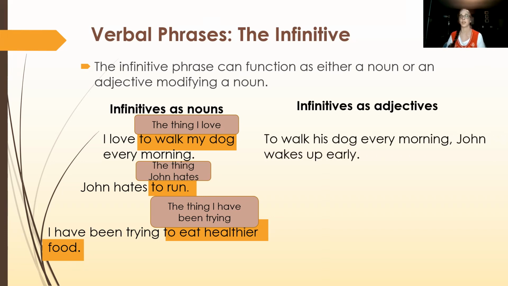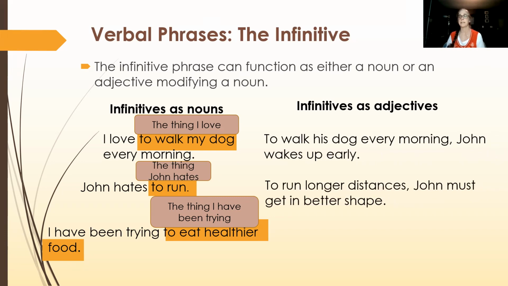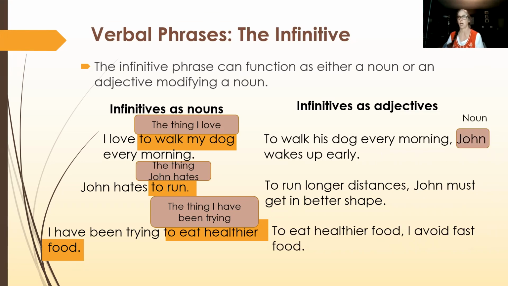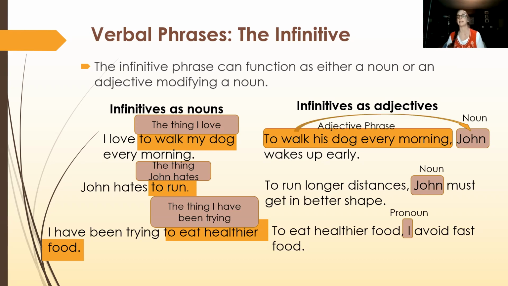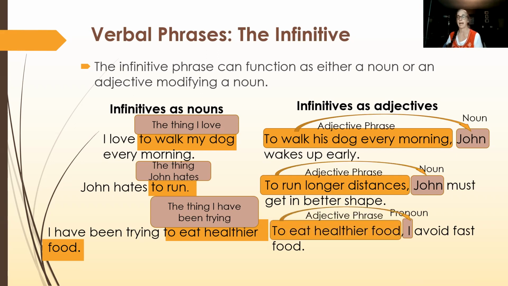To walk his dog every morning, John wakes up early. To run longer distances, John must get in better shape. To eat healthier food, I avoid fast food. There's a noun, John. Remember, adjectives modify nouns and pronouns. There's the noun, John. There's a pronoun, I. To walk his dog every morning. There's an adjective phrase because it is changing our understanding of John. It is giving us a little bit more detailed picture of John. To run longer distances, John. To eat healthier food, I.